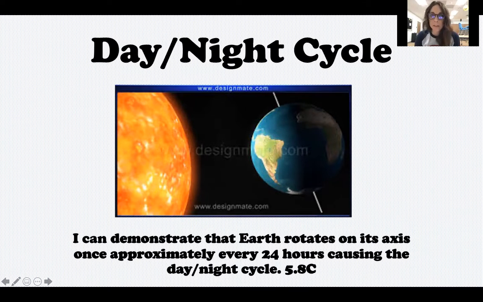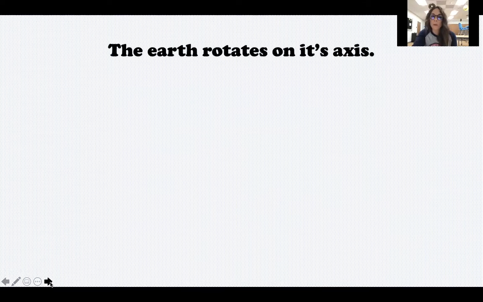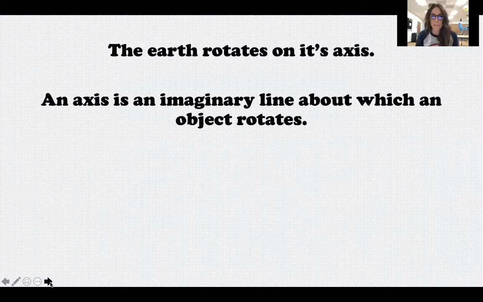So the target says, I can demonstrate that Earth rotates on its axis once approximately every 24 hours, causing the day-night cycle. So the Earth rotates on its axis, and rotate is a science word that just means to spin. So a rotation is a spin, like pretend like you're spinning a top. An axis is an imaginary line about which an object rotates.